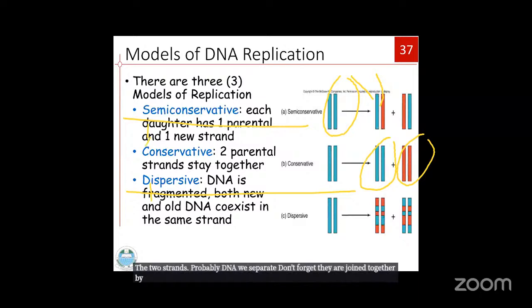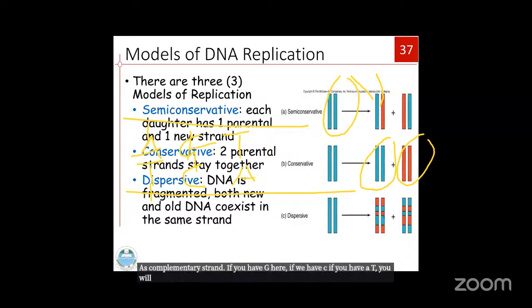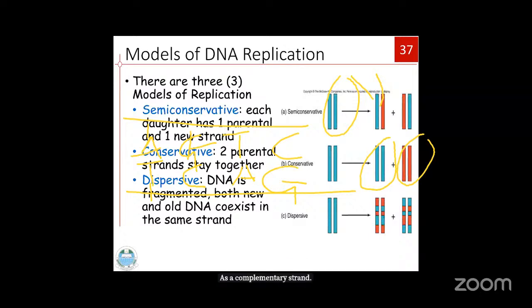So if you have A here, you have T as the complementary strand. If you have G here, you will have C. If you have T, you will have A. If you have C over there, you will have G as a complementary strand. This is how DNA is held double-stranded together, and they are joined by A and T by double bond, C and G by triple bond, and A and T by double bond.